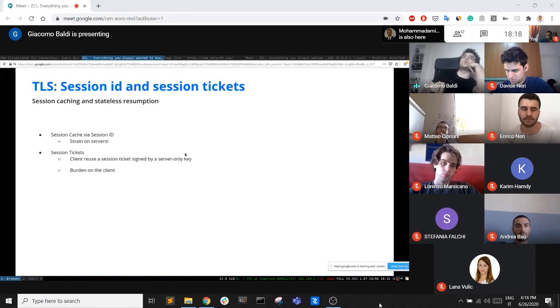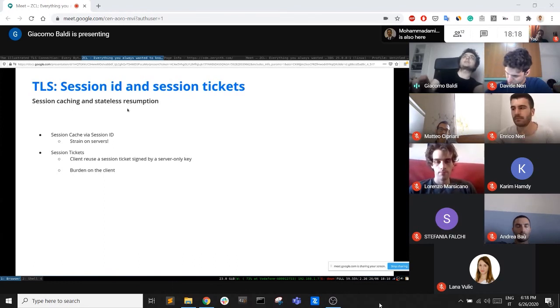There are two ways to do this. The first is session caching, where the server saves in a database the ID of the session and all the material needed to restore that session. But this is not used a lot because it's a strain on the servers. If you manage hundreds of millions of connections, you have to keep millions of entries in the database, so it's resource intensive. The other mechanism is stateless resumption.